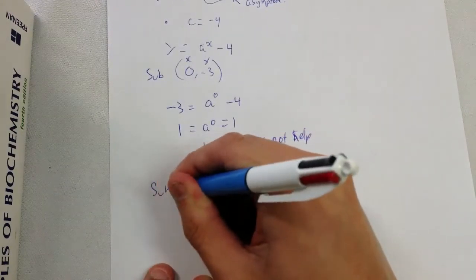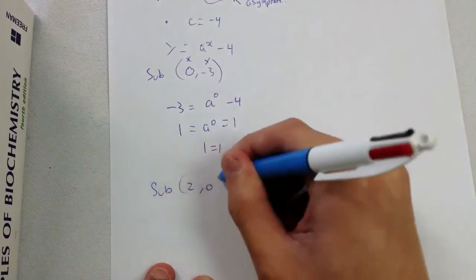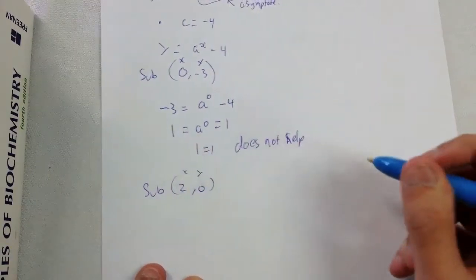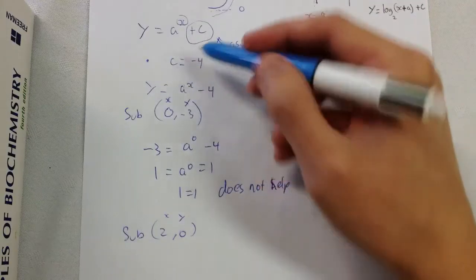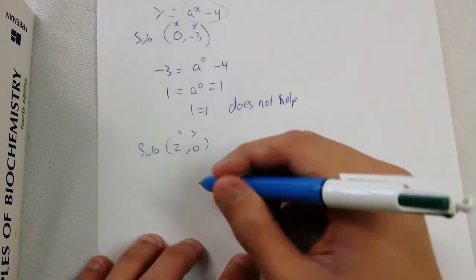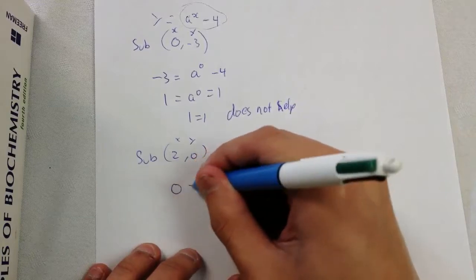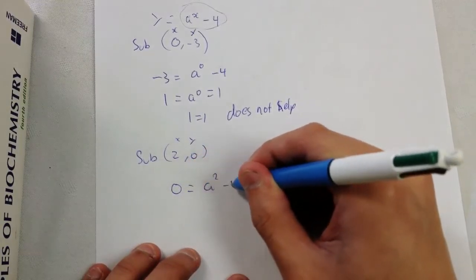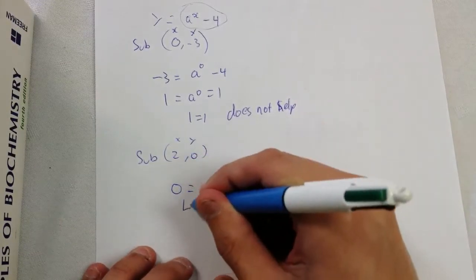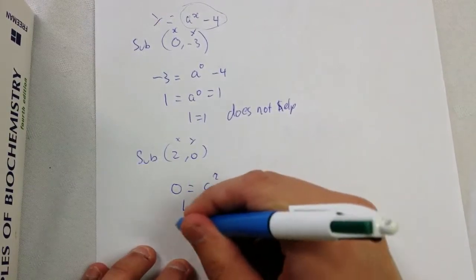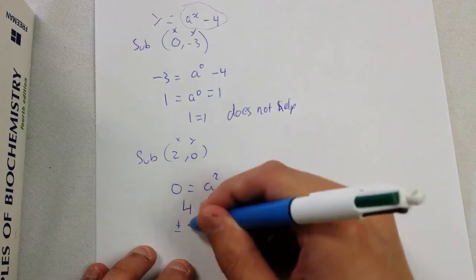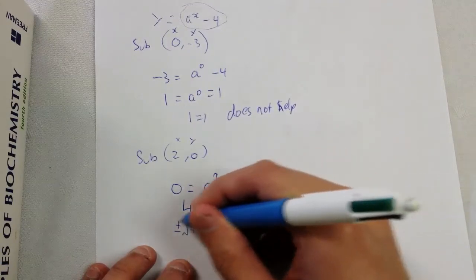Let's sub in this one. This is 2, 0. Again, this is x and this is y. So subbing in this point 2, 0 into our equation over here, because we're trying to find a, we sub y is 0 equals a to the 2 minus 4. Therefore 4 equals a squared, and therefore a equals plus minus square root of 4, which is plus minus 2.